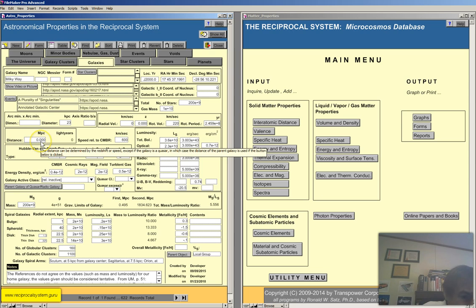The distance would, of course, be 0 because it's our galaxy again. This would be relative to the CMBR, that's the cosmic microwave background radiation, 600 kilometers per second. Now we have the different types.